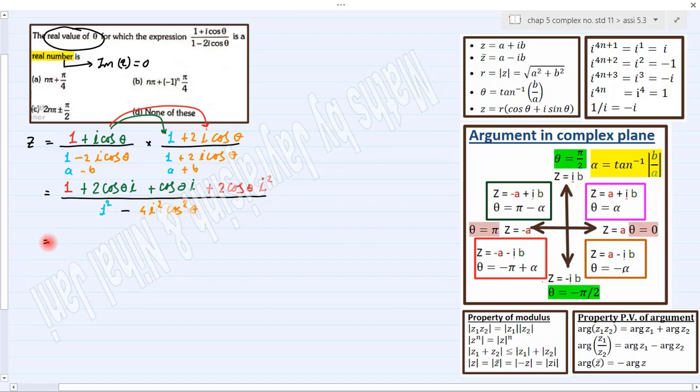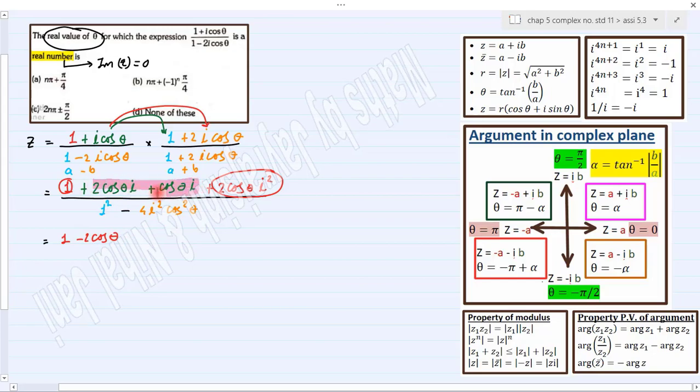So let's collect the real part. We have 1 and this 2 cos theta i squared will become -2 cos theta. And 2 cos theta i and cos theta i will become 3 cos theta i.